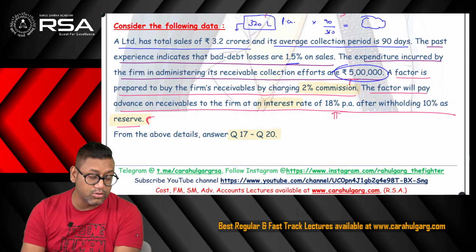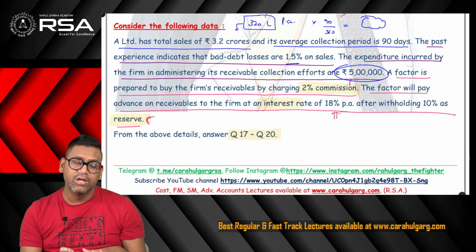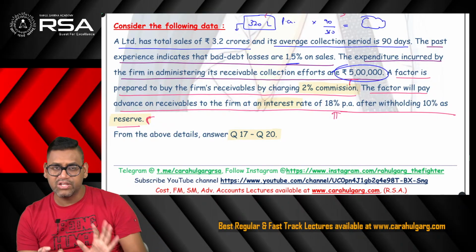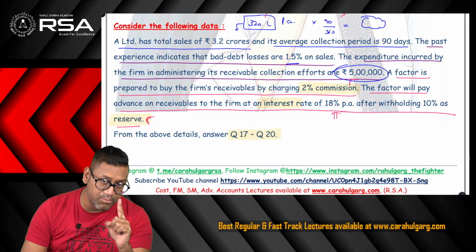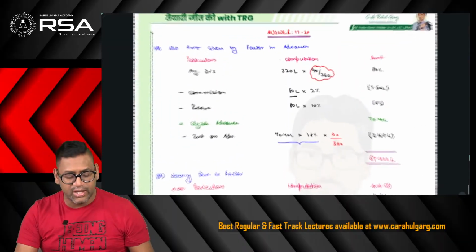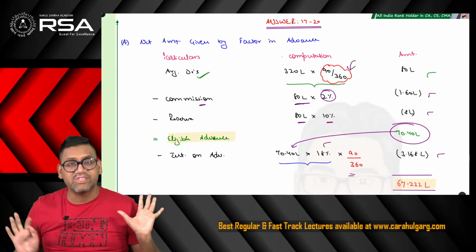I told you while reading the question as well that reserve is the amount which the factor is keeping with him today, but after 90 days, whenever he gets the amount from the debtor, he will give me that money. So it is not a cost. There are only two costs: one is commission and the other is interest. And I told you that whenever the analysis of expense or saving is being made, it will be done on the annual basis.